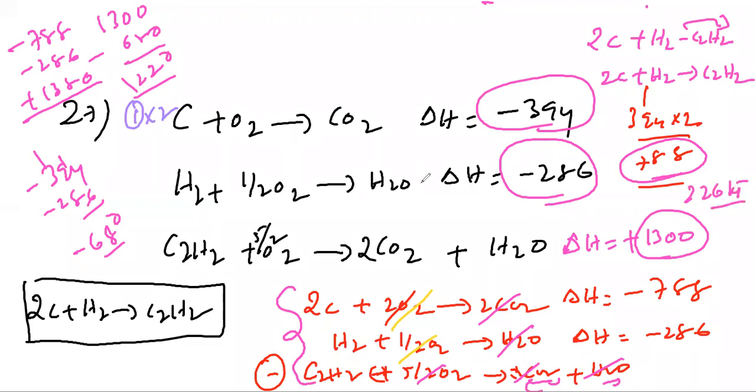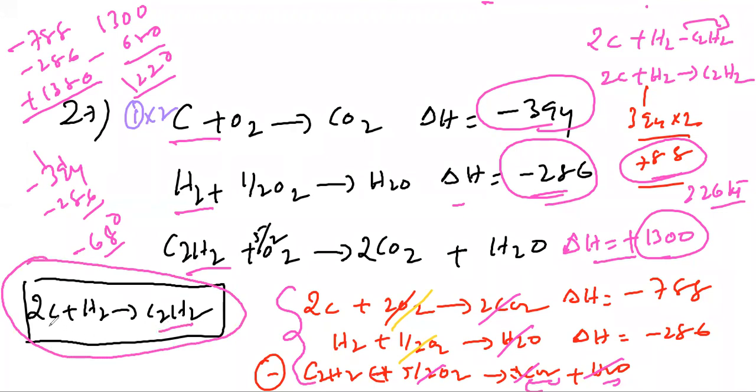Students, once again I will explain. Listen carefully. Molar enthalpies of combustion of carbon they have given, minus 394. Combustion of hydrogen, minus 286. Combustion of C2H2, 1300 they have given, students. The required equation is the heat of formation of C2H2. Formation of C2H2 takes place by combination of 2 carbons and 1 hydrogen: 2C plus H2 gives rise to C2H2.